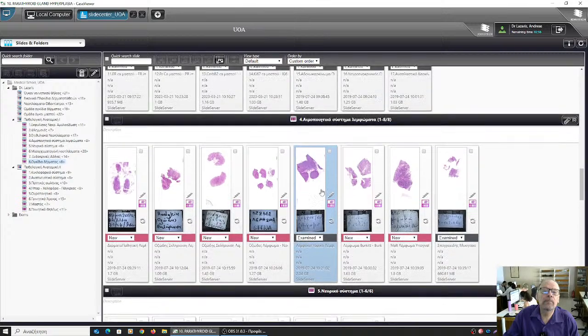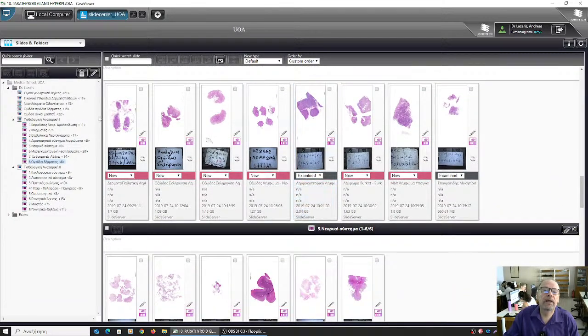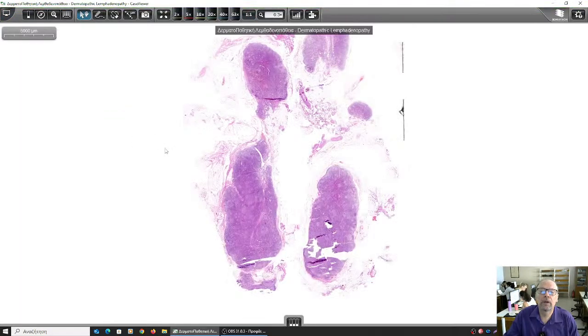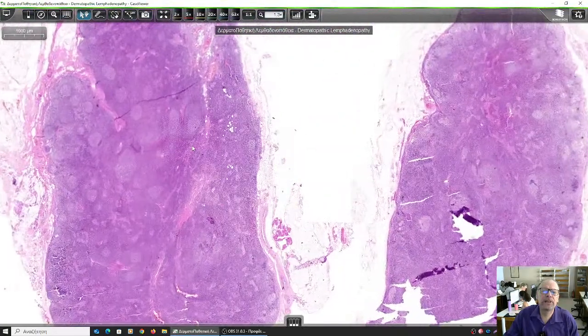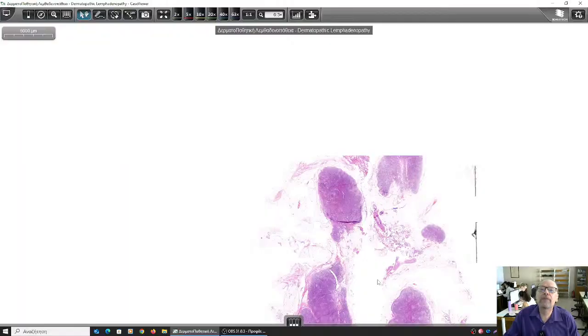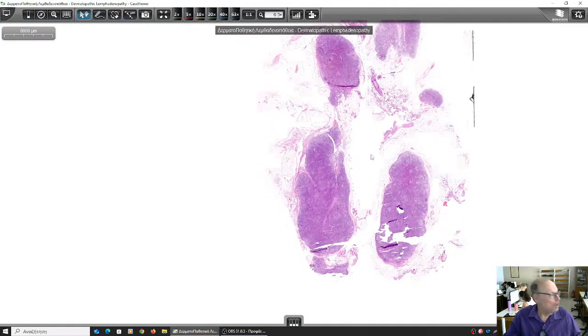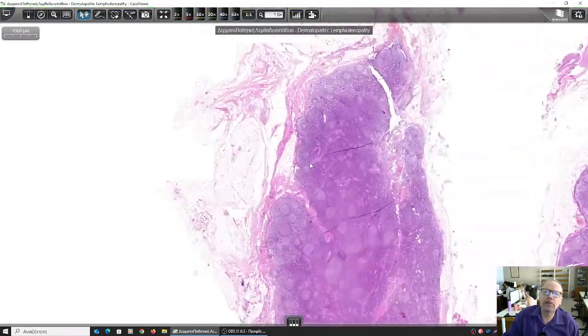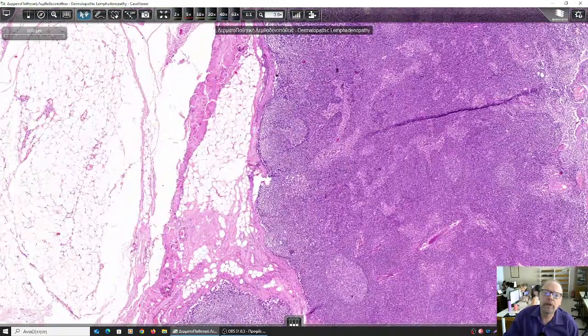And now we'll have the lymph node slides. Have a look at this lymph node. What is there for us to see? We have to see if we can understand the basic structure of the lymph node. That means we have the capsule. Yeah, here is the capsule.